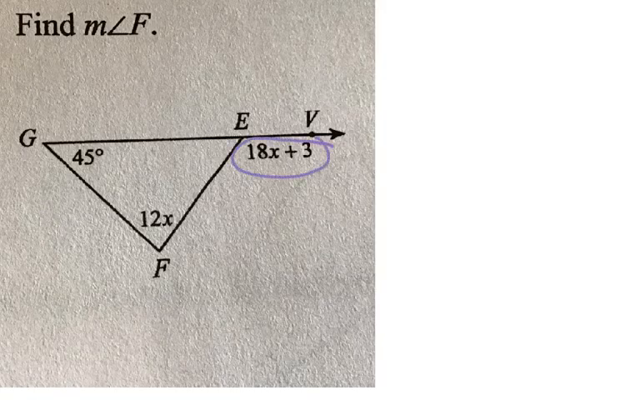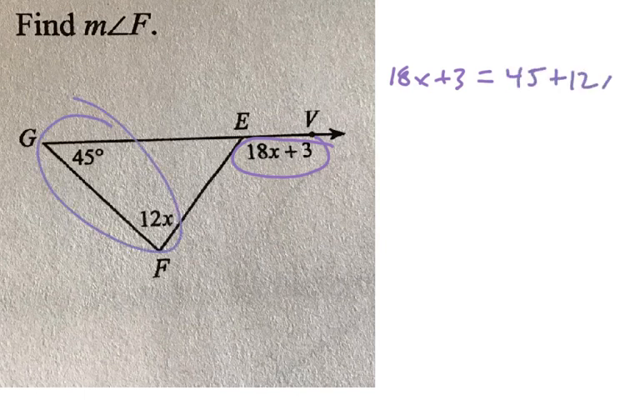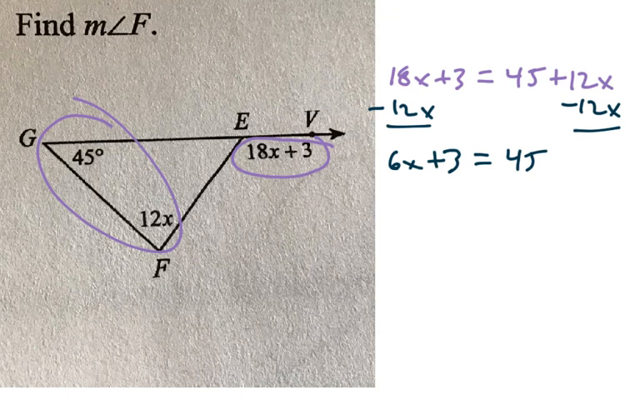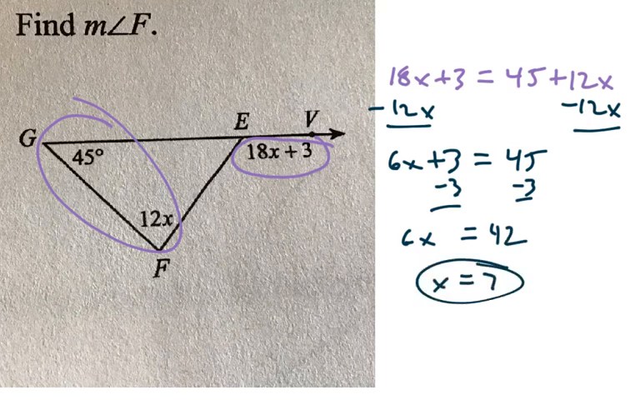Do you agree the outside angle is 18x plus 3? I know that's going to equal the sum of these two angles, 45 plus 12x. Now it's just a matter of solving it. I'm going to minus 12x from both sides. 6x plus 3 equals 45. After I minus 3 from both sides, 6x equals 42. That means x equals 7.